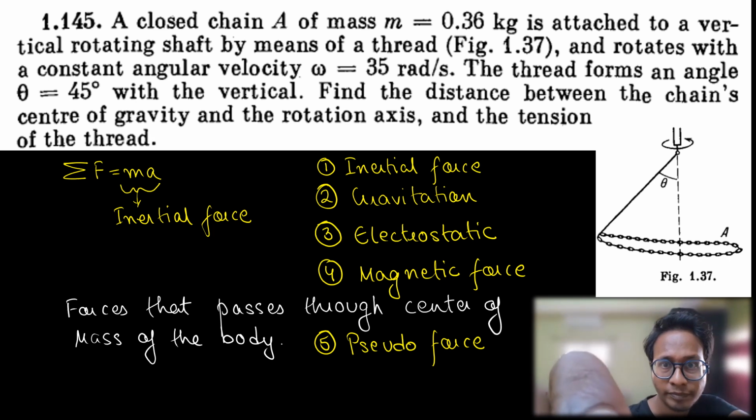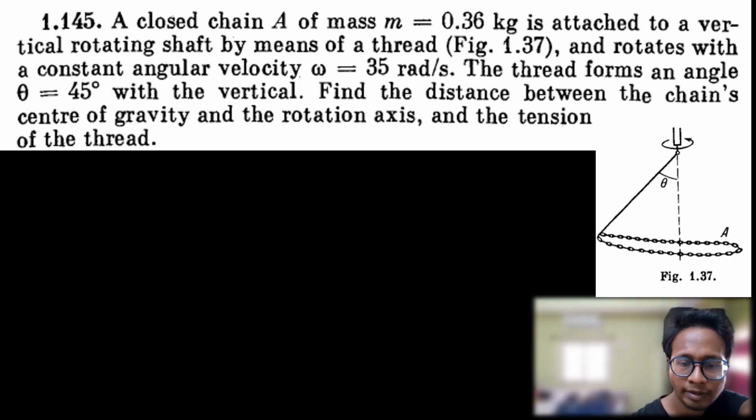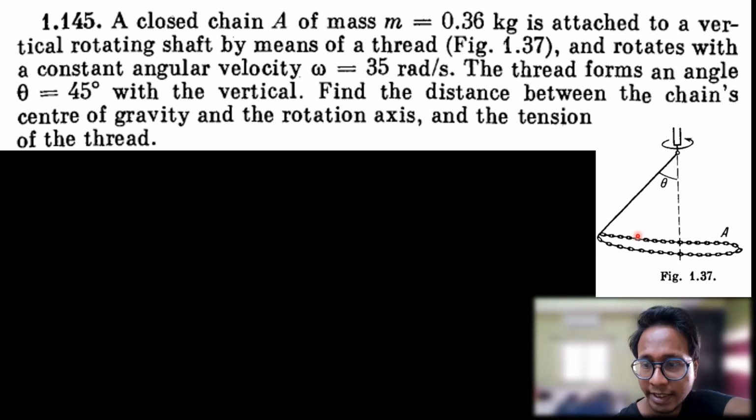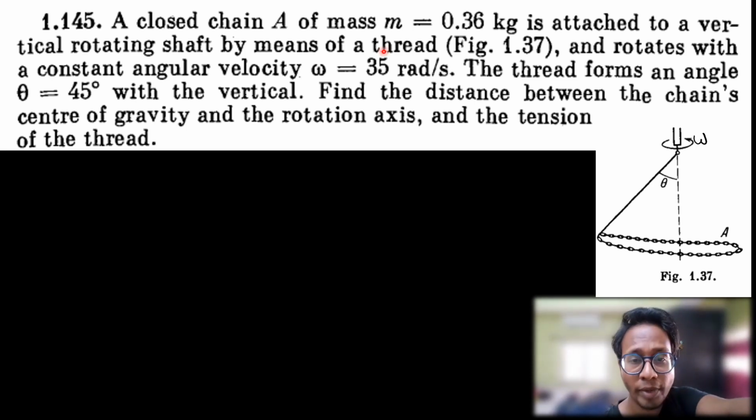Okay, so out here the question is saying there is a chain. One end of the chain is tied to a rope, and this rope is fixed to a rod out here, and the rod rotates with angular velocity omega. Omega is given as 35 radians per second. So if this shaft, this rod, is rotating out here, there will be tension force.